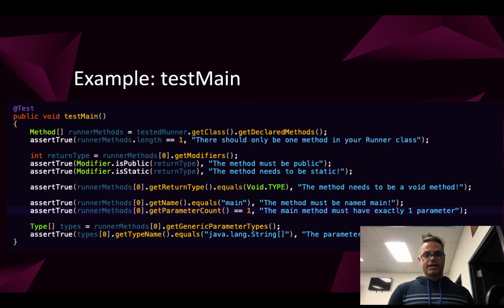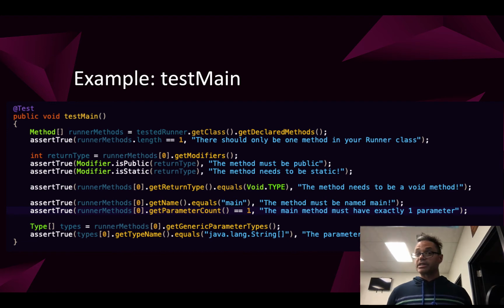The next thing, I want to make sure that public static method is a void method. So .getReturnType().equals(Void.TYPE). I'm actually going in and looking to make sure the types themselves match. And then I want to make sure that the name is main, of course, and there's only one parameter, and that parameter is a Java string array. The way we do that is we use types[0].getTypeName().equals and then "java.lang.String[]", which is how Java sees internally what a string array would be.